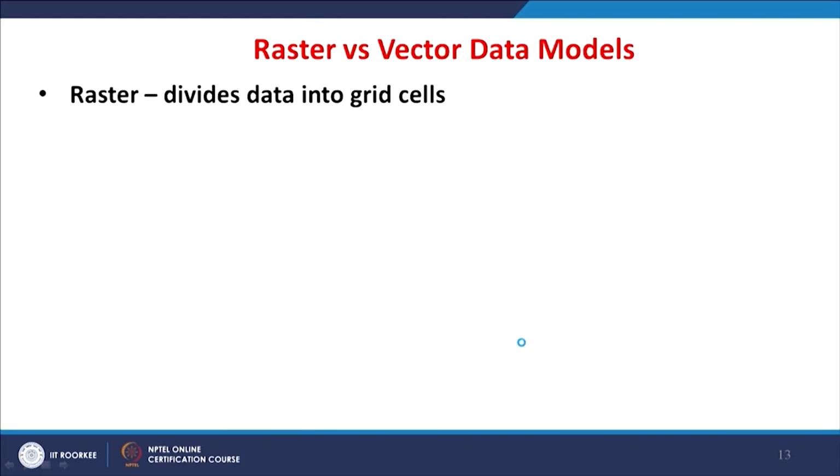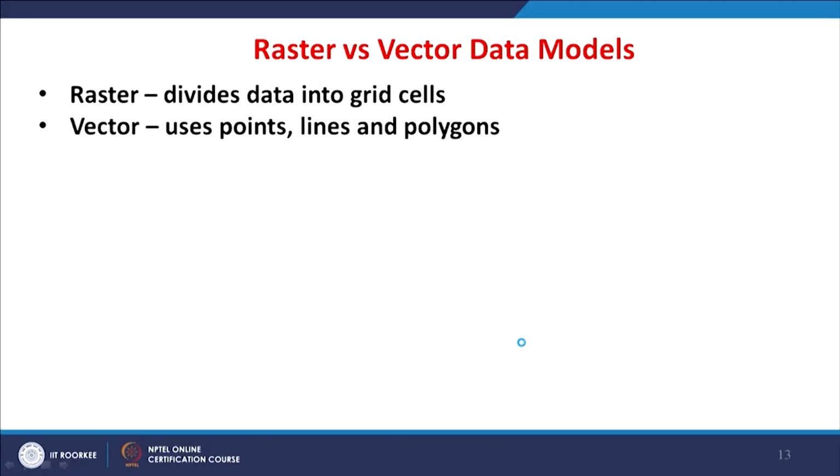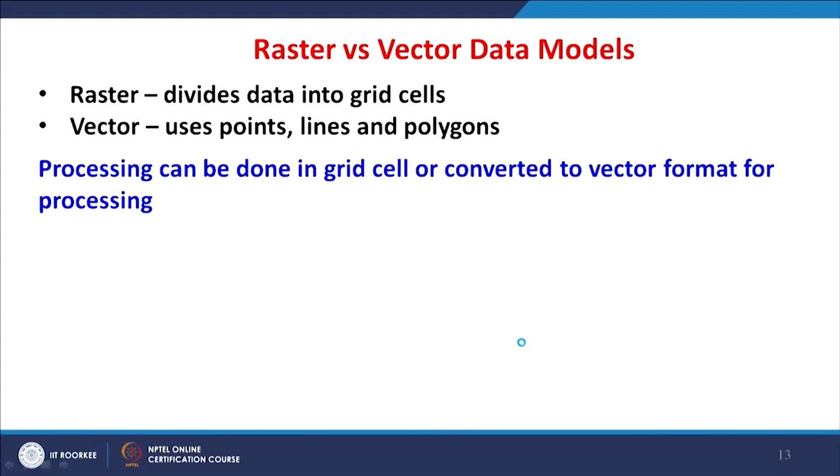Further, a discussion about the comparison of these two, raster versus vector. Raster divides data into grid cells, vector uses points, lines and polygons, and processing can be done in grid cells or converted to vector format. That means conversion from one format to another is also possible, but it is not fully transparent. If you convert from raster to vector, you will introduce some errors, and if you convert from vector to raster, again you will introduce errors, because both models are conceptually completely different. I will discuss a little bit about how you can convert from one model to another.